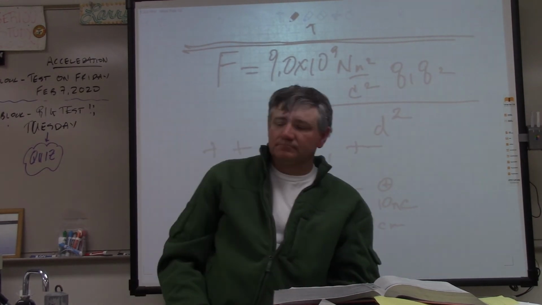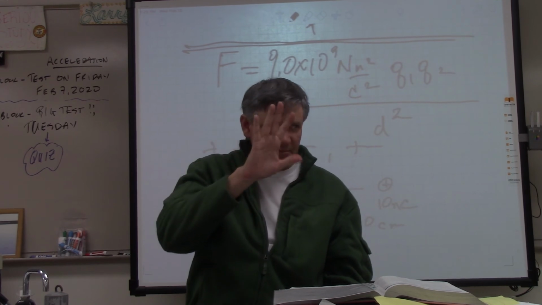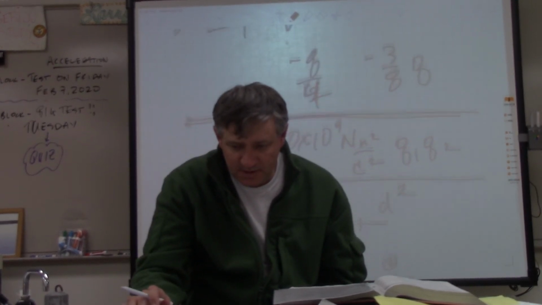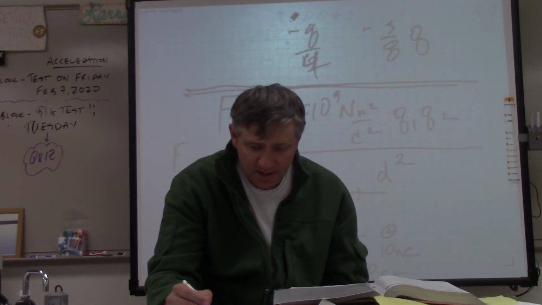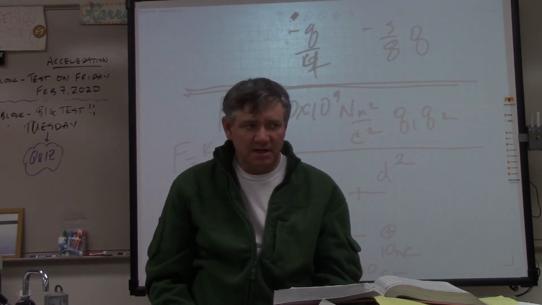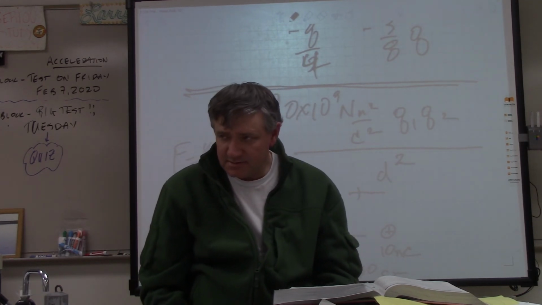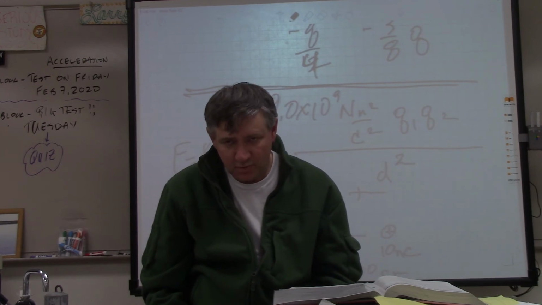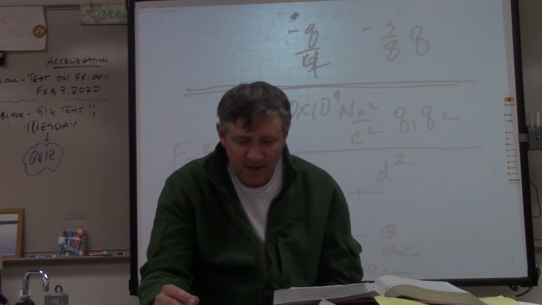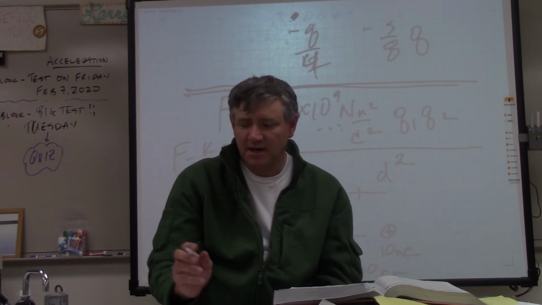Okay. So first off, we're going to begin to look at this idea of force. This equation is F equals K Q1 Q2 over distance squared. What this does is it gives you the electrostatic force between two charged particles. Now, this value of K is 9.0 times 10 to the 9th.